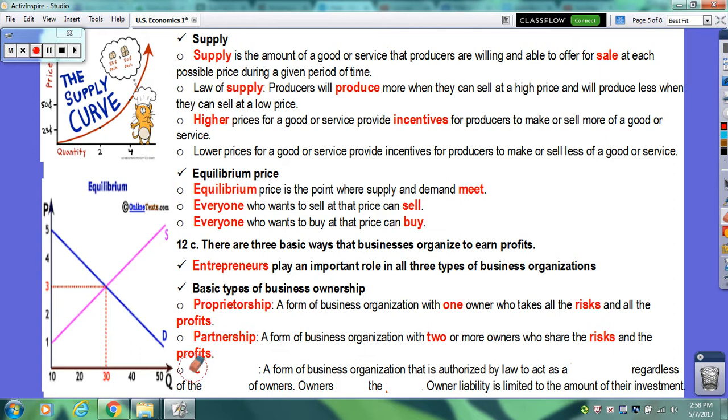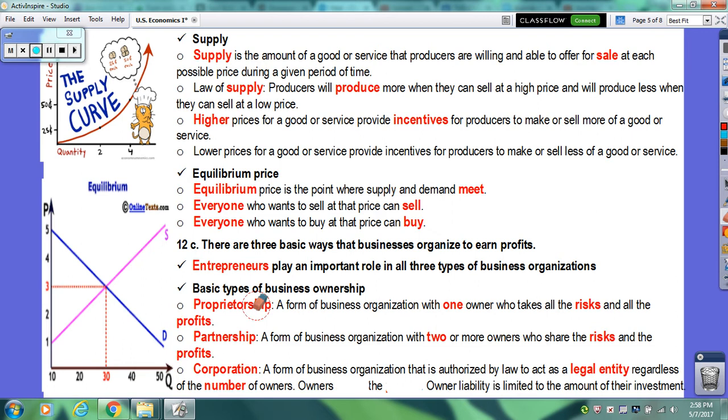Last one here, corporation. This is a form of business that is authorized to act as a legal entity, as an individual, regardless of the number of owners. So looking back at our checkpoints that we have completed, there's been a number of people confused between what a corporation is and what a proprietorship is. So it's important to remember this difference.